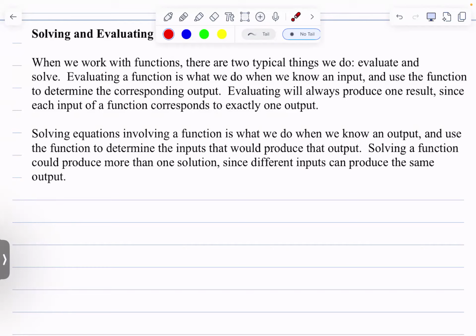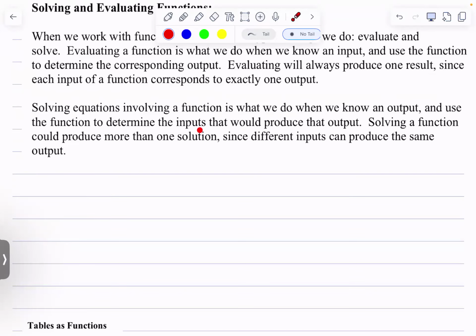And then we have to map it back to find the input, potentially more than one. That's allowed. If it's a function, it's allowed. Not if it's a one-to-one function, but that's a special case. And so that would produce that output. So solving a function could produce more than one solution, since different inputs can produce the same output.